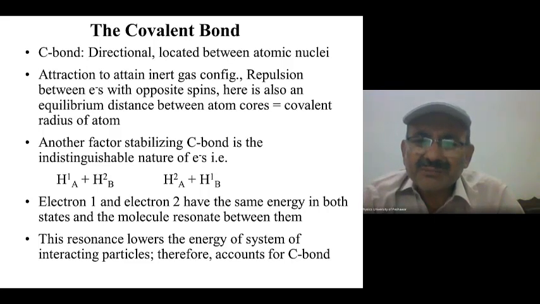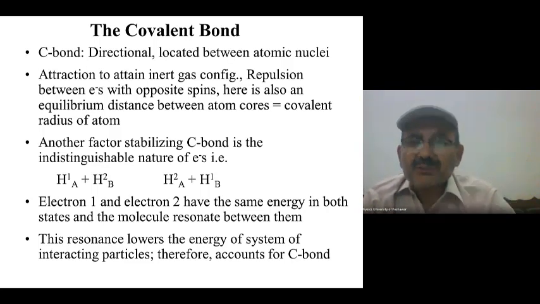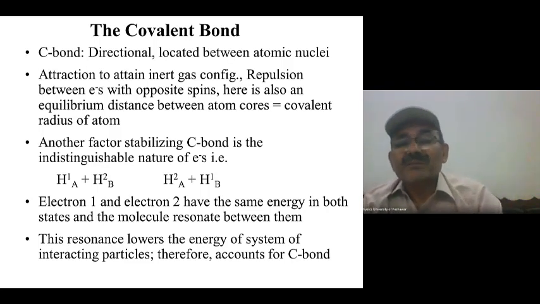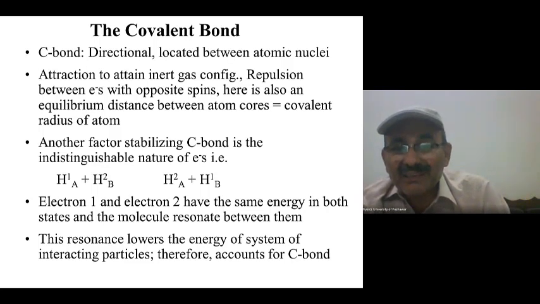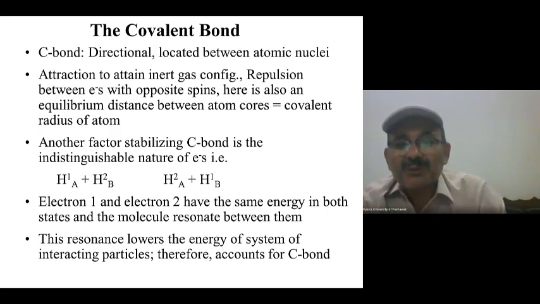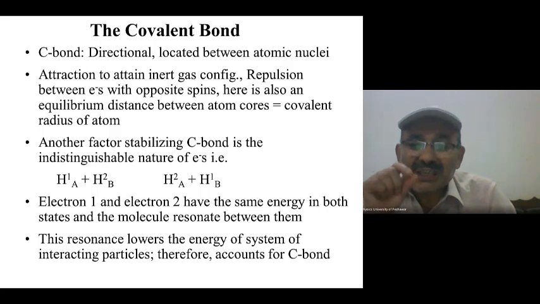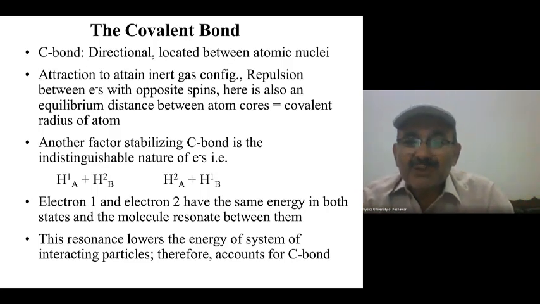Covalent bonds are directional, again, because the angles are there, directions are there, located along the line between the atomic nuclei. Attraction to attain inert gas configuration: in the ionic case, the transfer of electron was used to attain inert gas configuration. Here, the sharing of electron is used to attain the inert gas configuration. Repulsion between electrons with opposite spins.